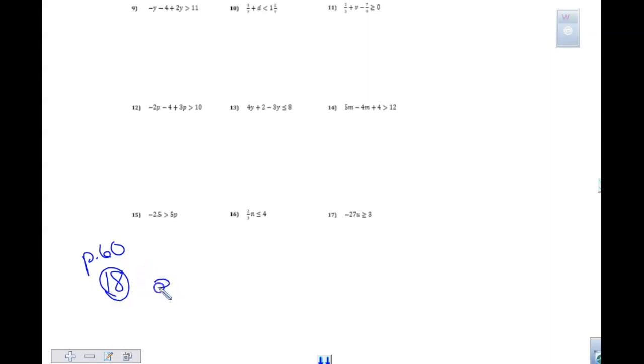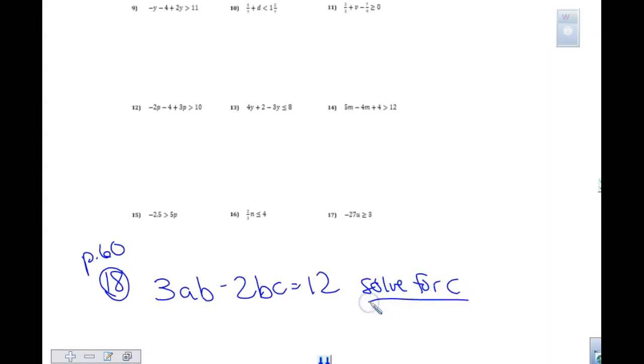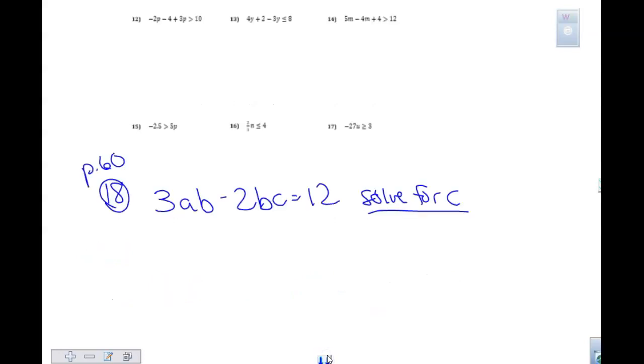So I look at this question 18. It said 3AB minus 2BC equals 12, and we were solving for C. Now, if you haven't done this one, do it, right? If you haven't done this one, turning back to page 60, make sure you have it done. So first off, I need to get C by itself, and the first thing that I notice is that C is with this term. That's what I have to get all alone. And this is a minus 2 in front of it, or plus a negative. So the first question is, how do I get rid of 3AB?